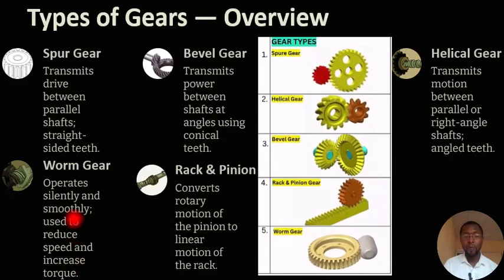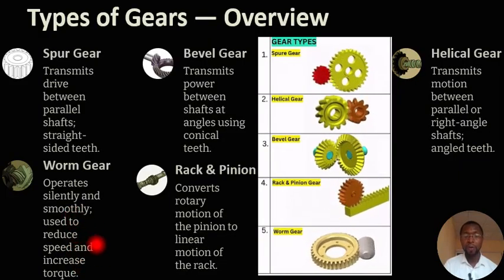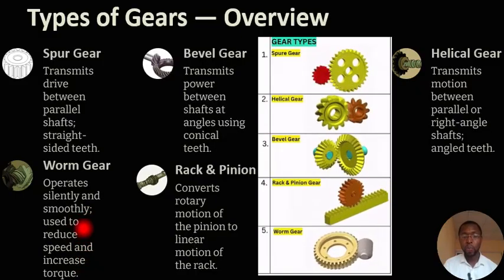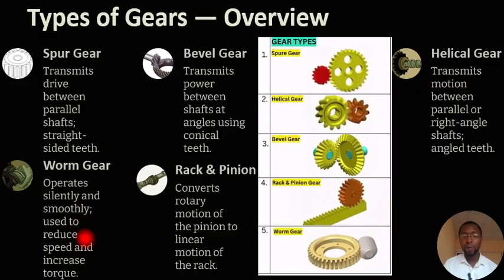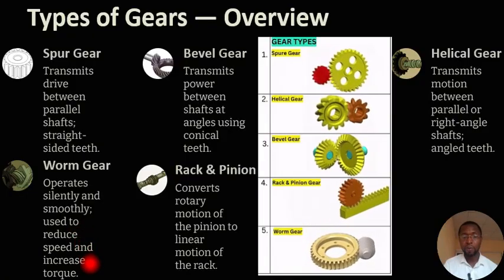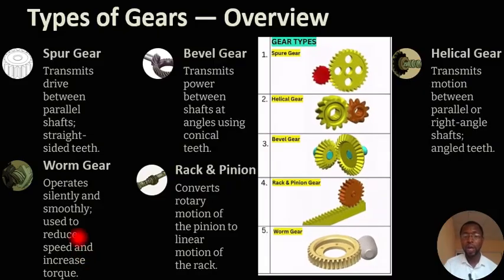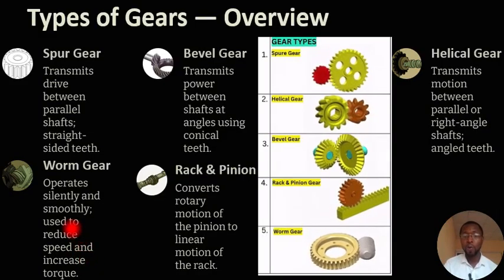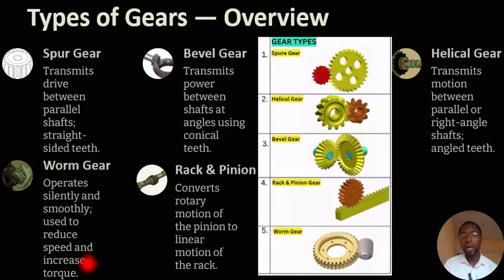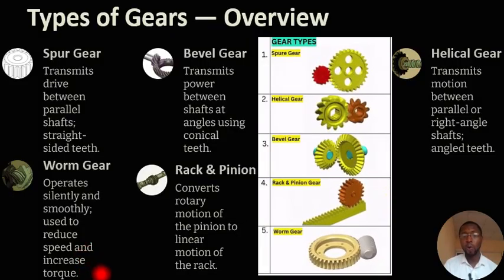Now, when you have worm gear, it slows down the machine, reducing its speed, but it increases the torque. Torque is the product of force and distance. And when there is an increment in torque, the machine works better.